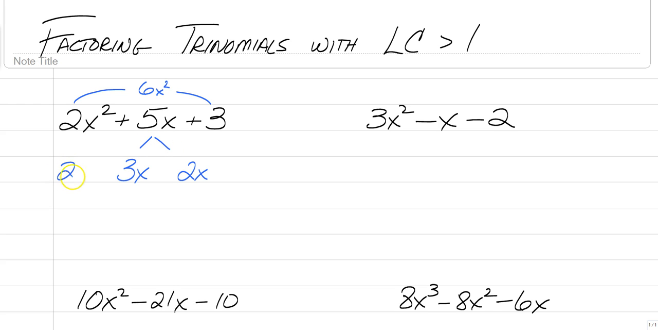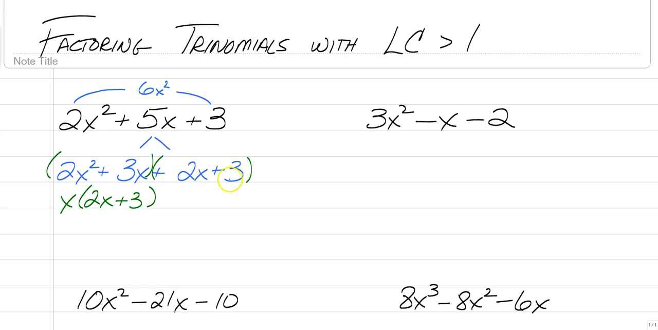So we're just going to write the rest of the equation. So we have 2x squared plus 3x plus 2x plus 3. Now, if we were multiplying, we would put those two together, but we're not multiplying. We're going backwards. So what you want to do now is wrap the first two in parentheses and wrap the second two in parentheses. And you're going to factor out the GCF, or the greatest common factor. The greatest common factor of 2x squared and 3x is just an x. And that's going to leave us with 2x plus 3 on the inside.